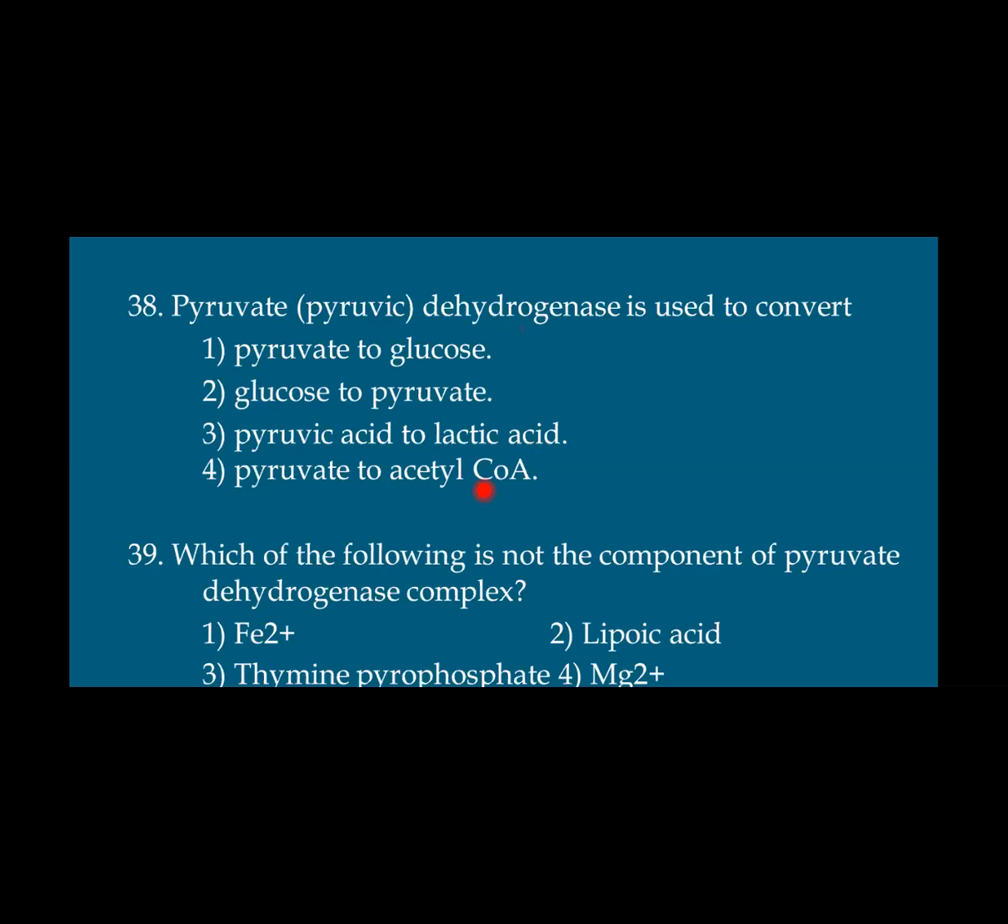Okay. And this pyruvate dehydrogenase requires many different coenzymes. You should know the different components: TPP, thiamine pyrophosphate, lipoic acid is required, magnesium ions are required. So it is a multi-enzyme complex which converts pyruvate to acetyl-CoA. Pyruvate to glucose would be wrong. Glucose to pyruvate is glycolysis, where many steps are involved. Pyruvic acid to lactic acid is anaerobic respiration, or lactic acid fermentation, we say.